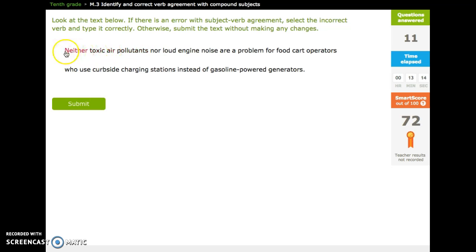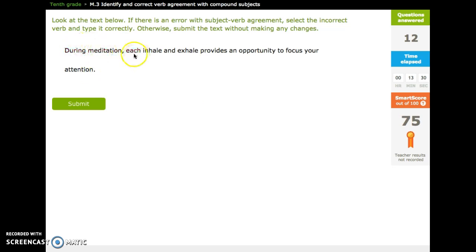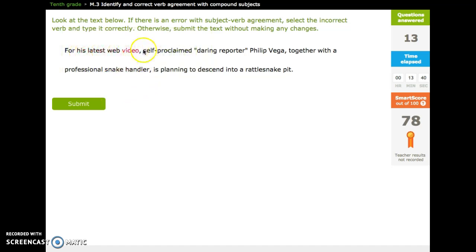Neither toxic air pollutants nor, okay, so we have neither nor, so it's singular, and the thing closest to the verb is singular as well. So we'll do that. Okay. During meditation, each, okay, so this is singular, one provides. Okay. For his latest web video, self-proclaimed daring reporter Philip Vega, together with a professional. Okay, so we'll take away together with a professional. Philip Vega is planning or are planning? Well, is planning.